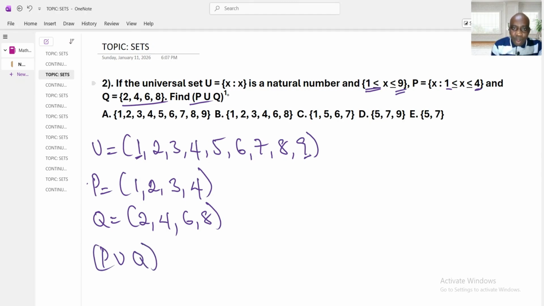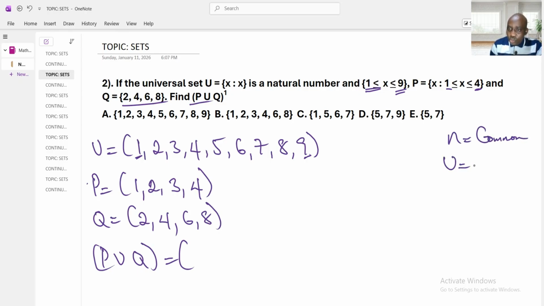Don't put raised power 1 yet. We are going to get to that stage. Now the P union Q. What is common between them, which is the union? We are going to combine them together. This is not common. The common is this one. N is common.